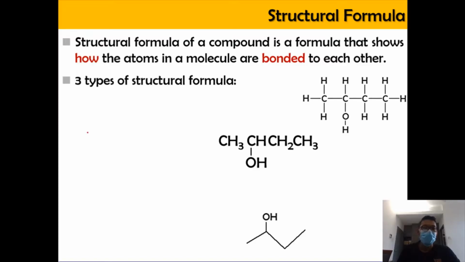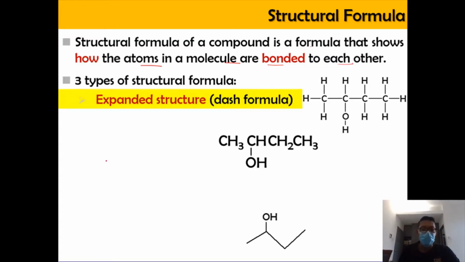Structural formula means that it is a formula that shows how the atoms in a molecule are bonded to each other. There are 3 types of structural formula. First, we have the expanded structure, also known as the dash formula, where it shows every single covalent bond from one carbon atom to another, from carbon atom to hydrogen atom, as well as to another atom. So it shows every single bonding here.